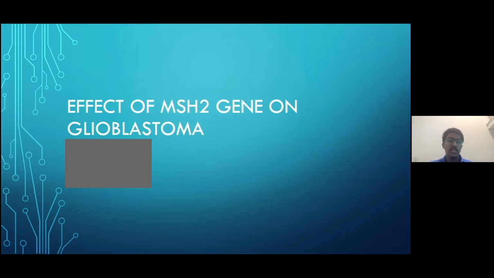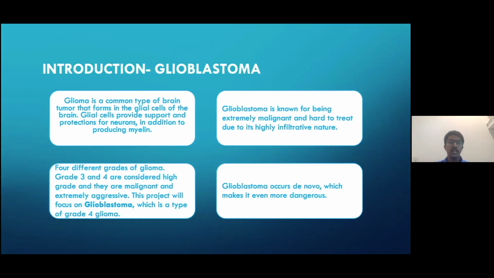My project is on the effect of the MSH2 gene on glioblastoma. Introduction. Glioma is a type of brain tumor that forms in glial cells. These cells are found around neurons and outnumber neurons 3 to 1. Their purpose is to maintain homeostasis, form myelin, and provide support and protection for neurons.